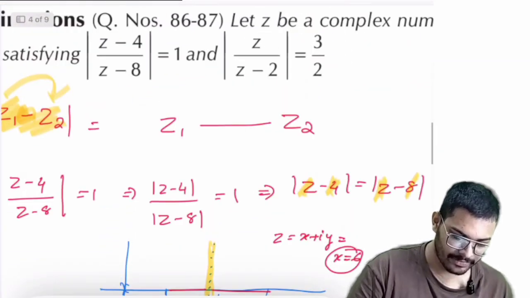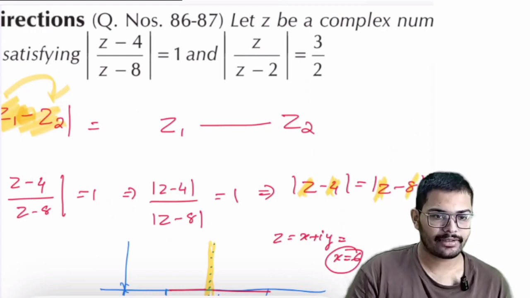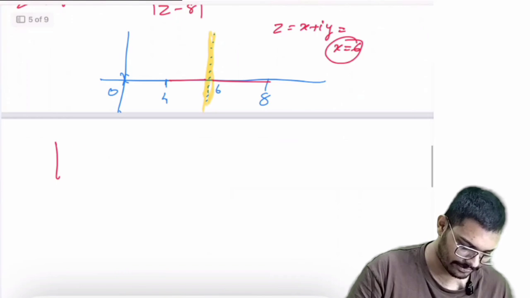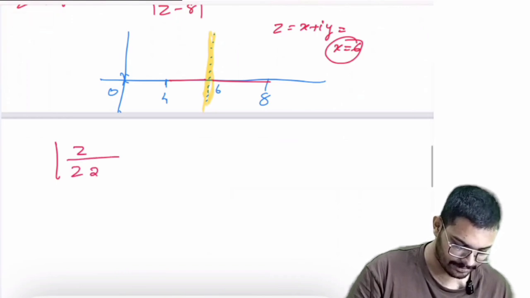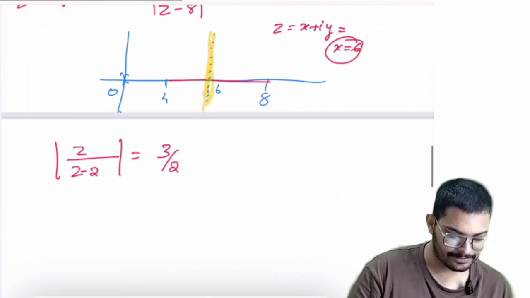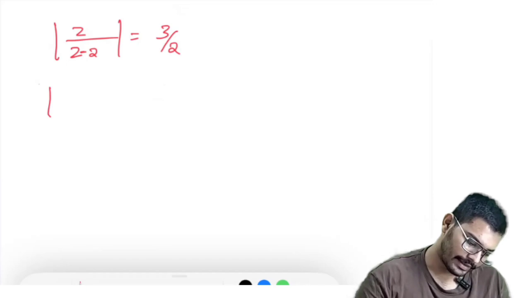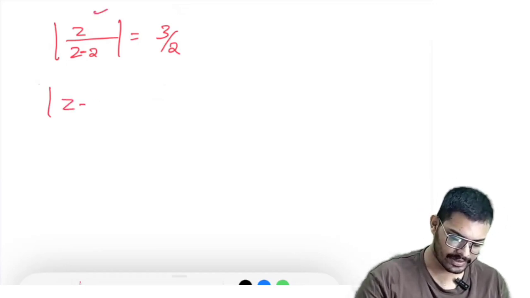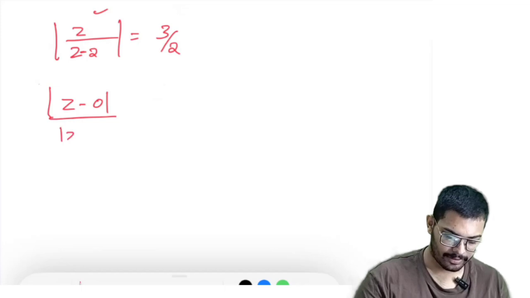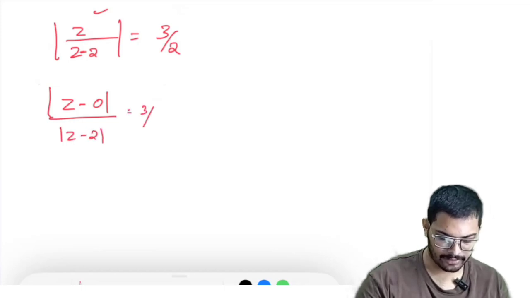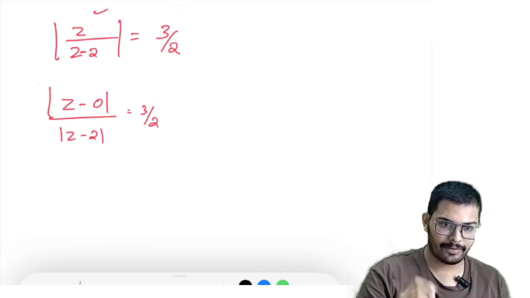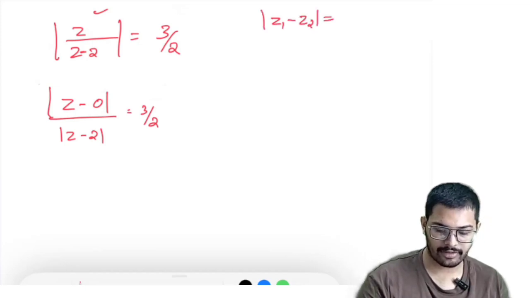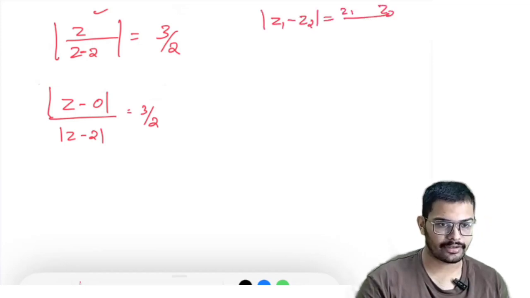Second conclusion is modulus of Z divided by Z minus 2 equal to 3 by 2. We can write mod Z in the numerator as mod of Z minus 0, divided by mod of Z minus 2, equal to 3 by 2. From here, again the same concept: modulus of Z1 minus Z2 equals the distance between Z1 and Z2.